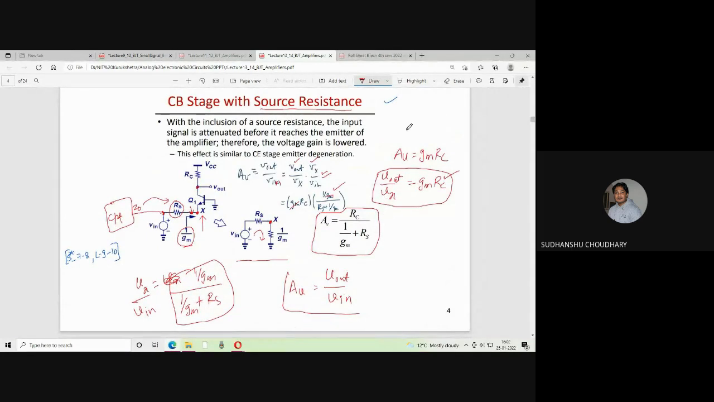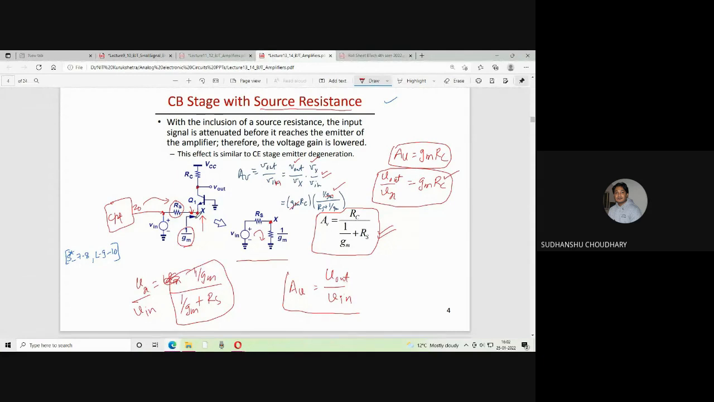Now the problem here with this Rs is, as I said, that the input signal is attenuated before it reaches this point X. That is why the gain is lowered for this circuit. Earlier, without Rs, the gain was gm Rc. But now with Rs, the gain is reduced, because the input while moving through this Rs gets attenuated before it reaches the transistor.